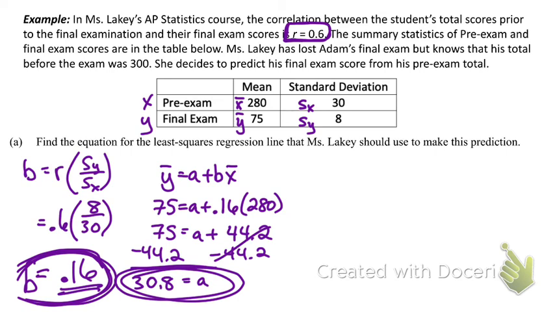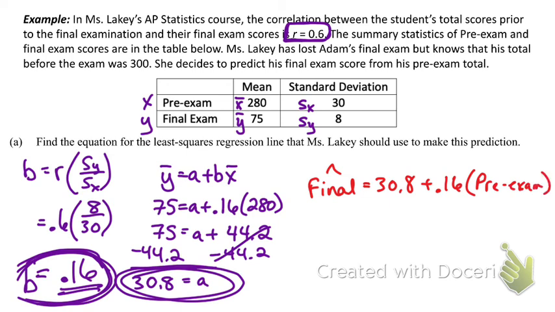Final hat, because that's what I'm predicting. Final exam, predicting, hat. There you go. Final hat equals 30.2, that's my A, plus 0.16, that's my B, times pre-exam. That's my variable for X. That is the equation of the least squares regression line from summary statistics. That's not bad at all.